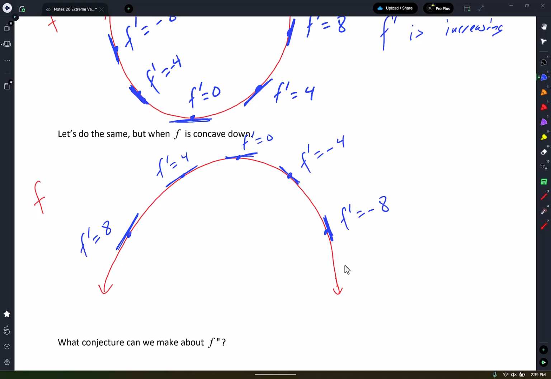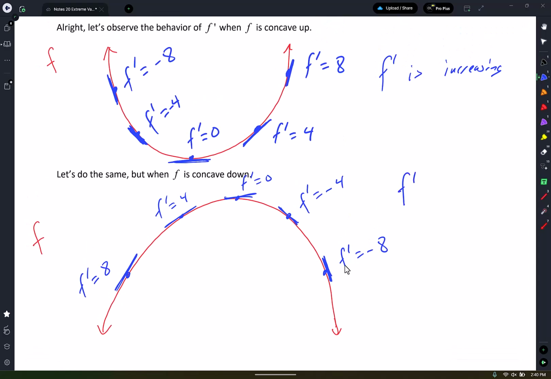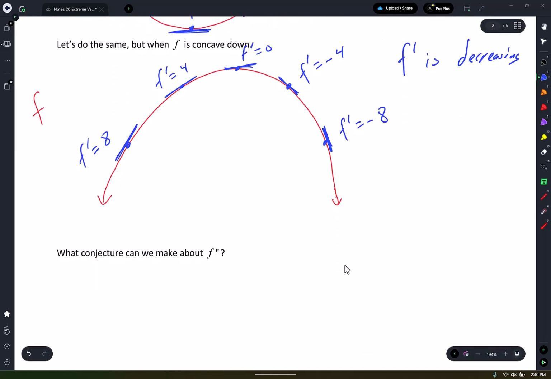Do you guys agree? Look what's going on. At a slope of 8, at a slope of 4, at a slope of 0, -4, -8. What's happening to f prime? It's decreasing. Because f prime is decreasing, this is why f is concave down. F prime is decreasing. Does that make sense, guys? That's what creates concave down. The fact that f prime is decreasing, that's what creates this shape. Cool or not cool? Do we got it down for sure?